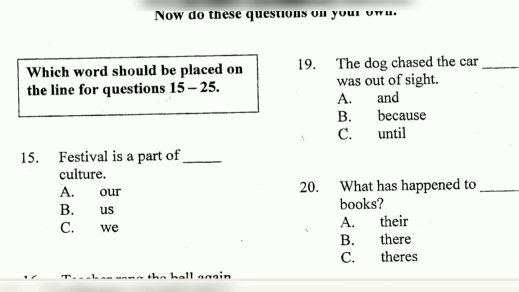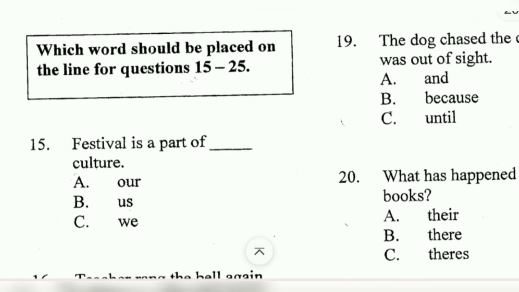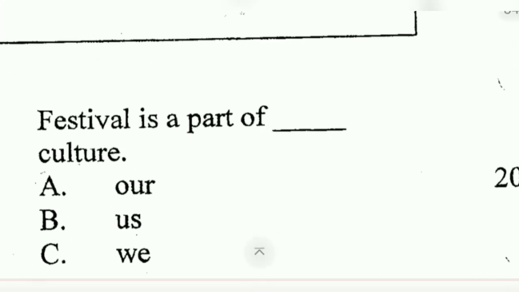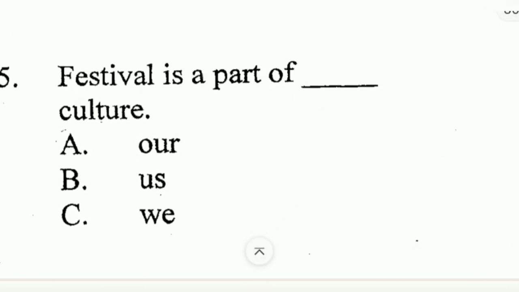Part 2 again. Now do these on your own. Which word should be placed on the line for questions 15 to 25? Number 15. Festival is a part of culture, right? How would you read the sentence? Let's look at A. Festival is a part of our culture. B says festival is a part of us culture.